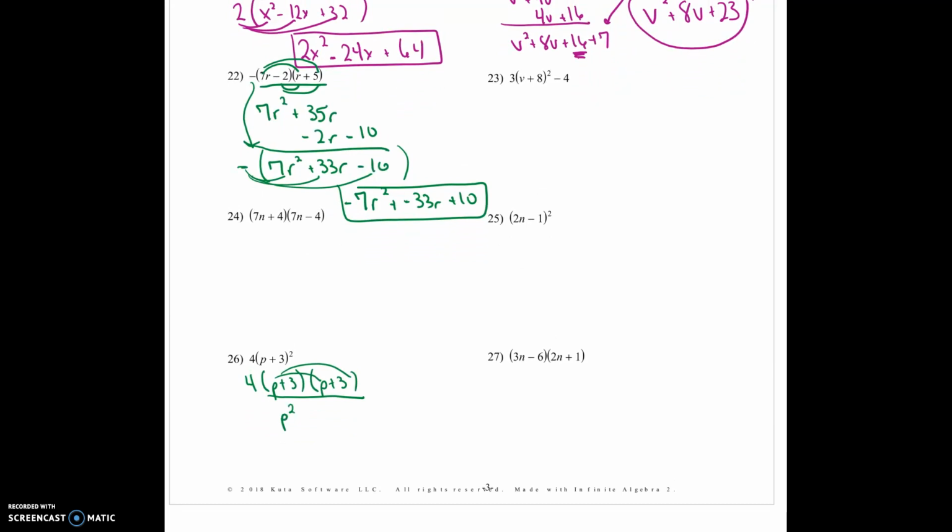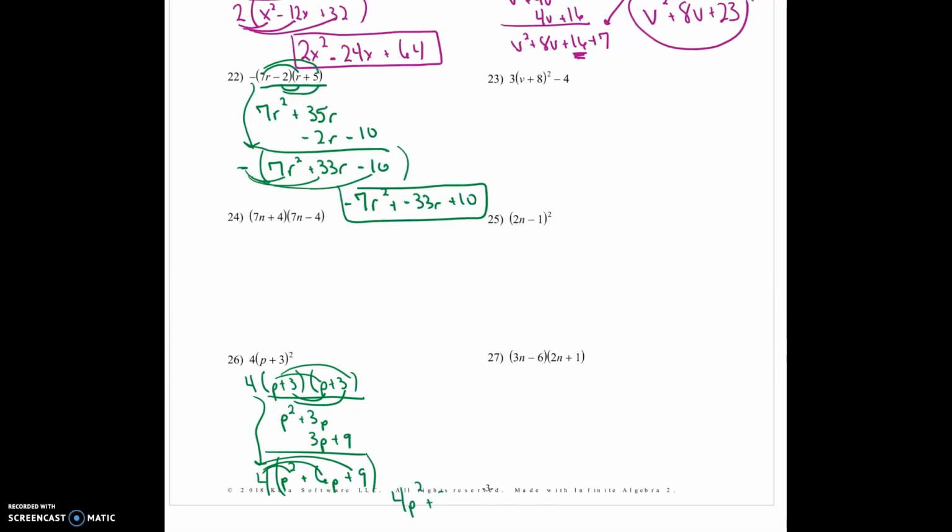And I'll get p squared plus 3p. Now the other 3 is going to visit, and I get another 3p plus 9. Don't forget you're multiplying. So when I add them up, I get p squared plus 6p plus 9. And then the neighbor that hasn't met anyone yet is the 4. And the 4 will go meet everybody, and your final answer for this problem is 4p squared plus 24p plus 36.